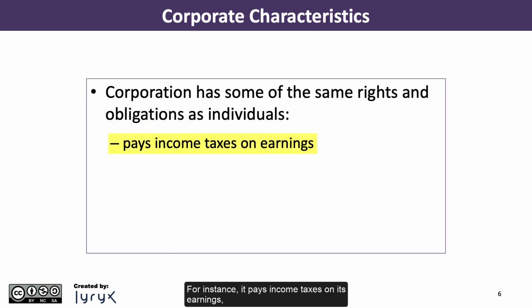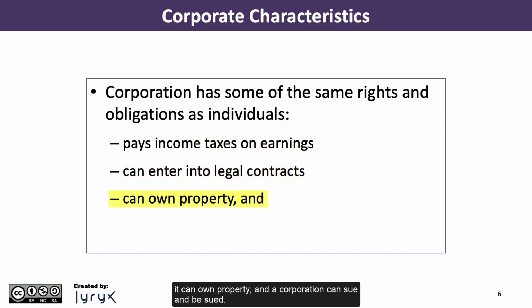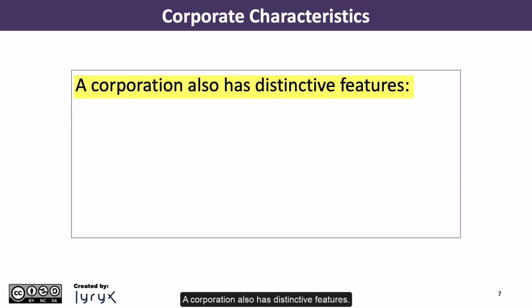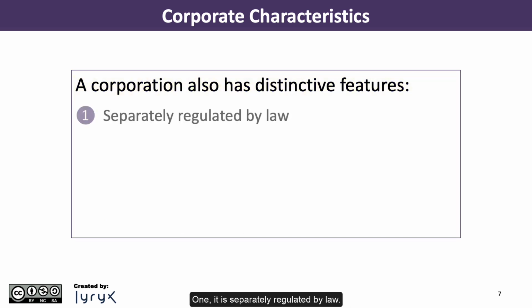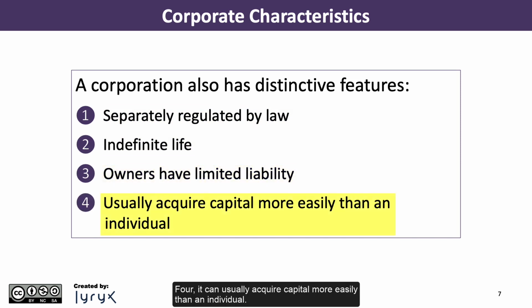For instance, it pays income taxes on its earnings, it can enter into legal contracts, it can own property, and a corporation can sue and be sued. A corporation also has distinctive features. 1. It is separately regulated by law. 2. It has an indefinite life. 3. Its owners have limited liability. 4. It can usually acquire capital more easily than an individual.